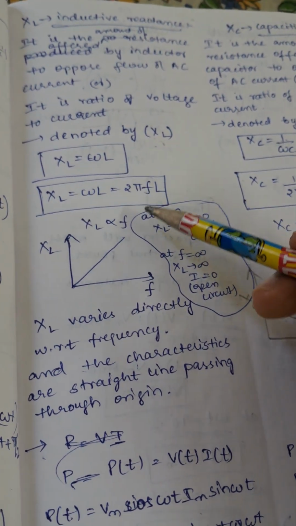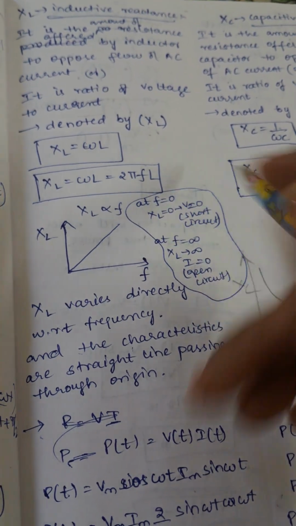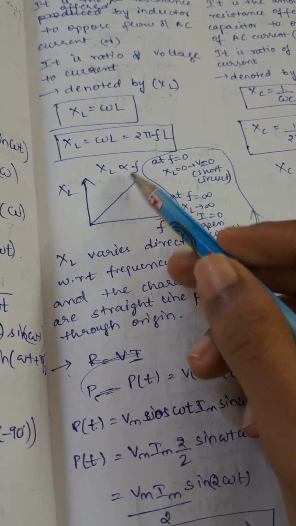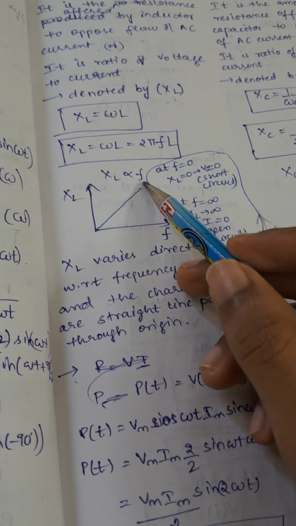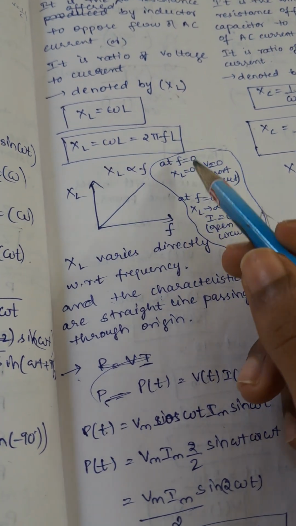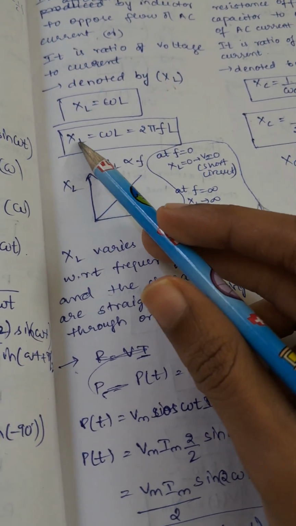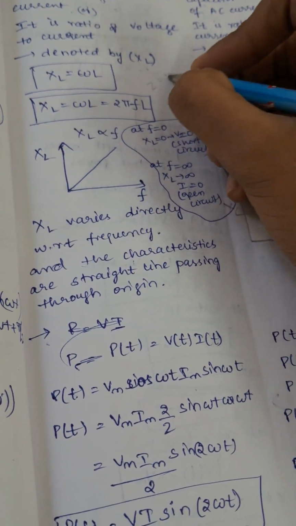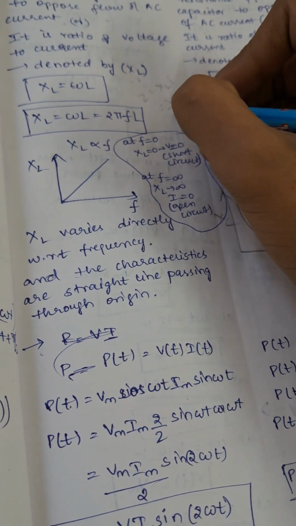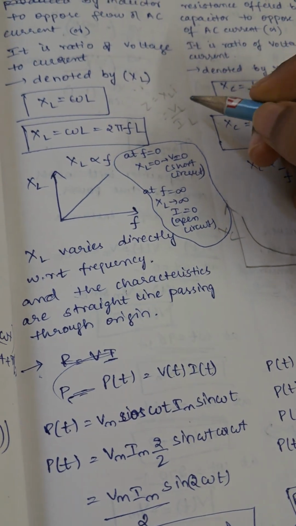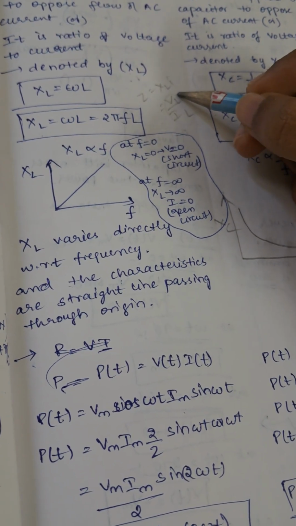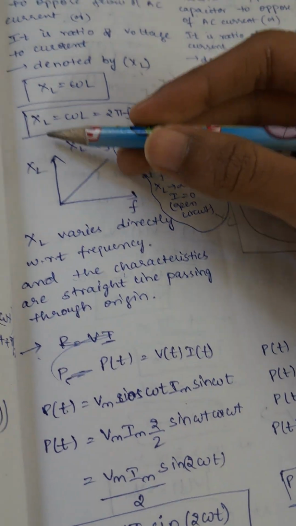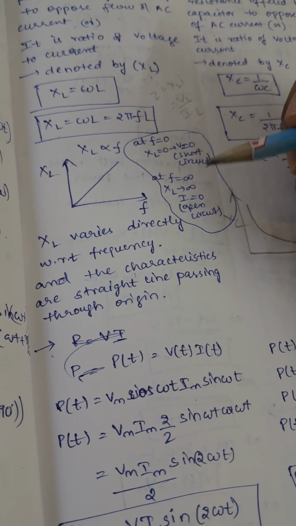Omega is 2 pi f, so XL is 2 pi f into L. Now XL and f are directly proportional, in the form y equals mx, a straight line. If frequency is 0, then XL will be 0. Now Z is equal to XL into j, which we can write as V by I, that is VL by IL. If XL is 0, the numerator is 0, so V is 0. So if frequency is 0, XL is 0, then V is 0, meaning short circuit.